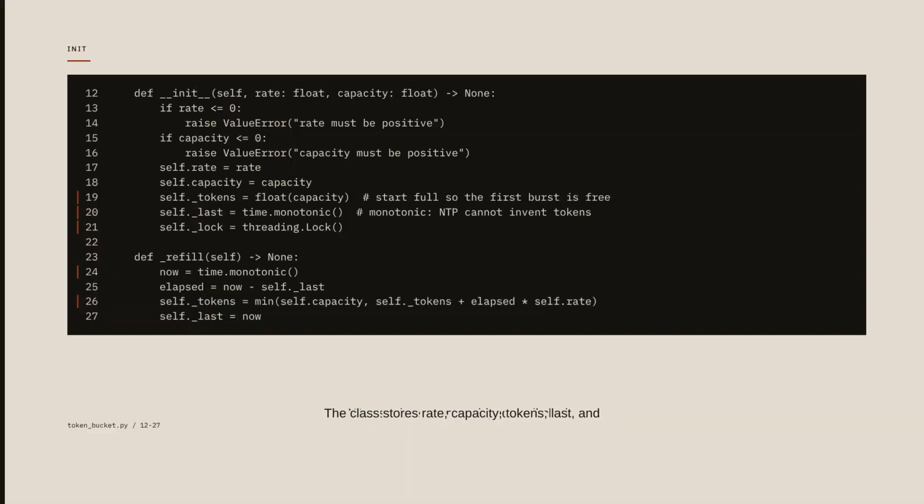The class stores rate, capacity, tokens, last, and a lock. Wait sleeps outside the lock until a token lands, then spends it and returns the milliseconds we waited. The semaphore is the 4 workers. If wait exceeds 2 seconds, we return 429 and the write never starts.